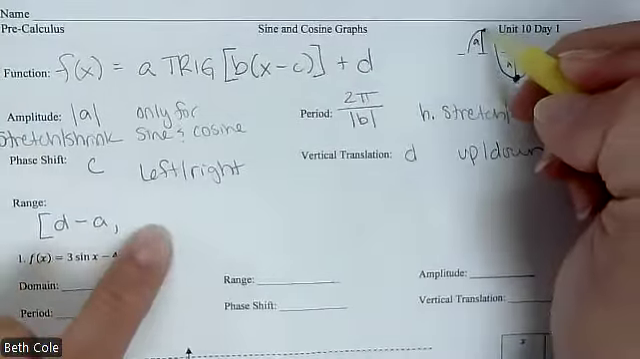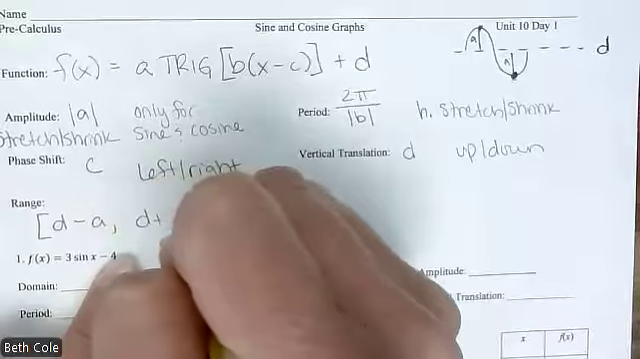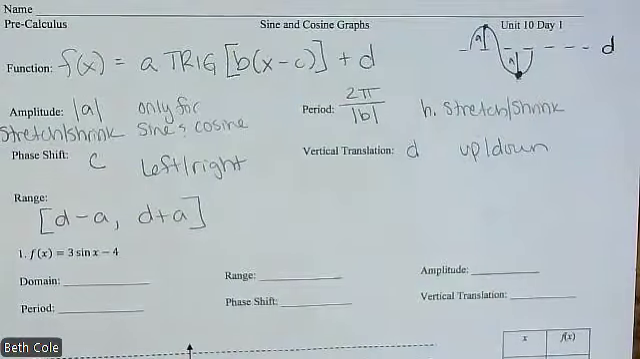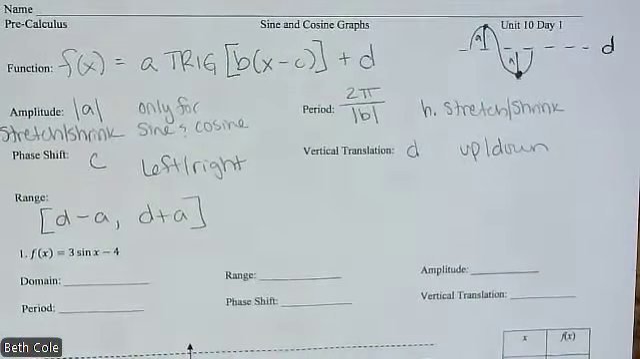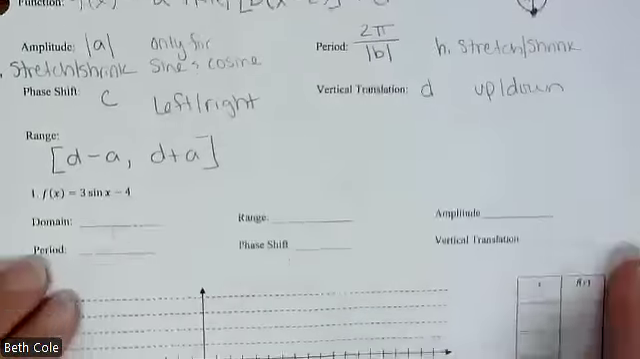And then how could you get this maximum value? D plus A. But again, if you don't like that, which it seems like none of you really did, just wait until you do the graph and then look at it and go, oh, that's what it is. Okay. So here we go. We're going to try one of these.